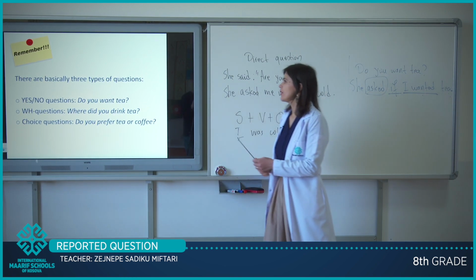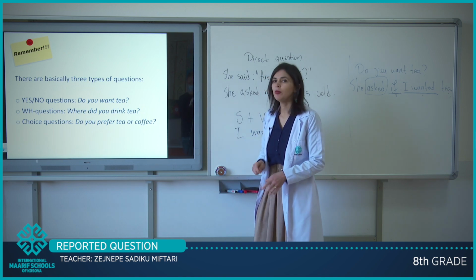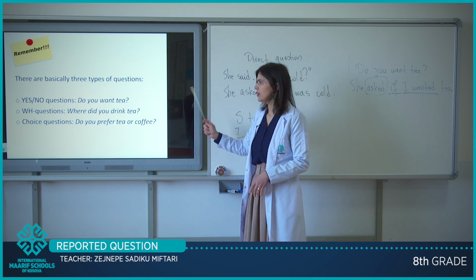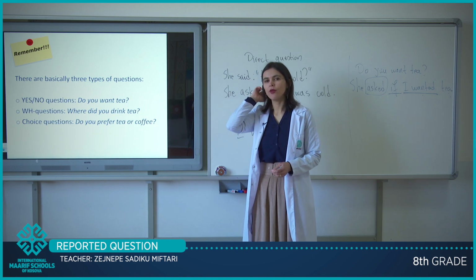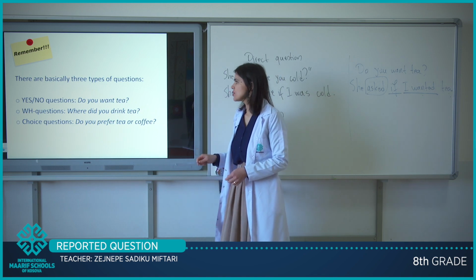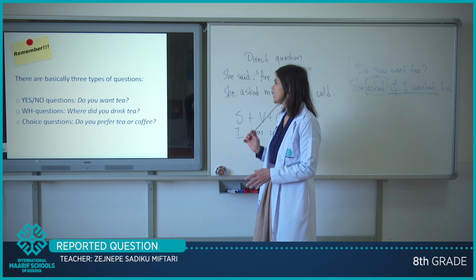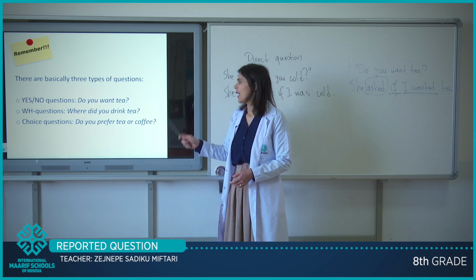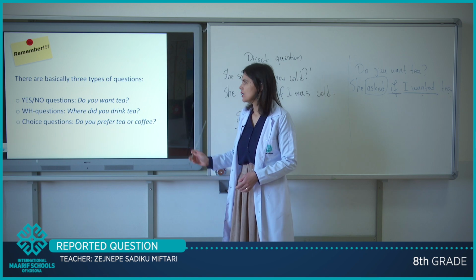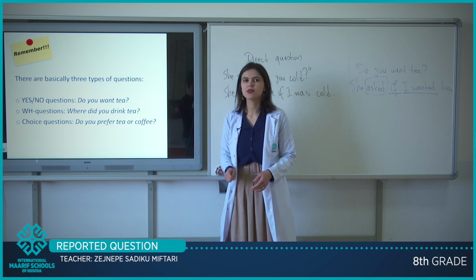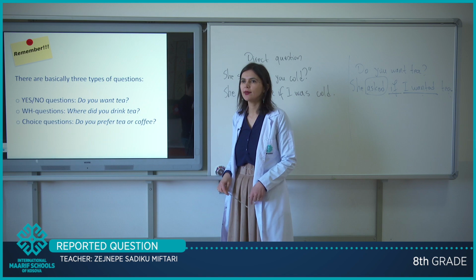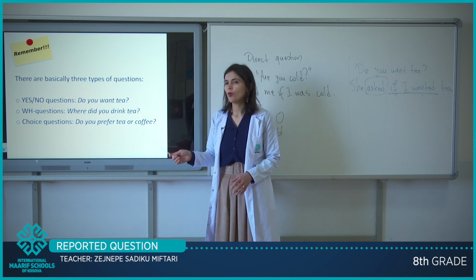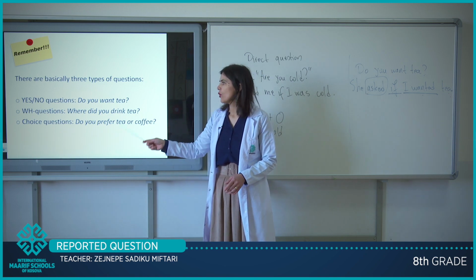Let's continue with the second group. The second group was WH questions. As we can see in the example, where did you drink tea? Now, how can we report this question? We can say, she asked me or he asked me where I had drunk tea. Because the verb is in past simple, we have to go one tense back and we have to use the past perfect.